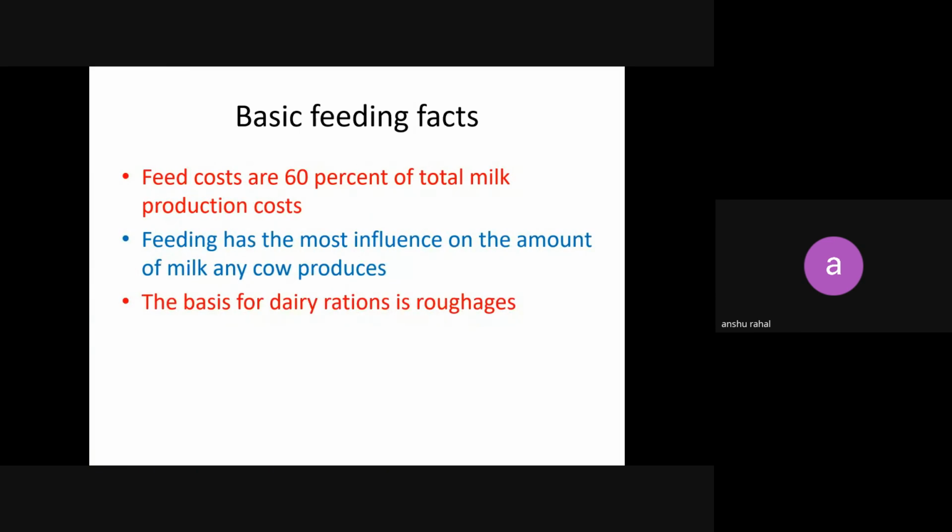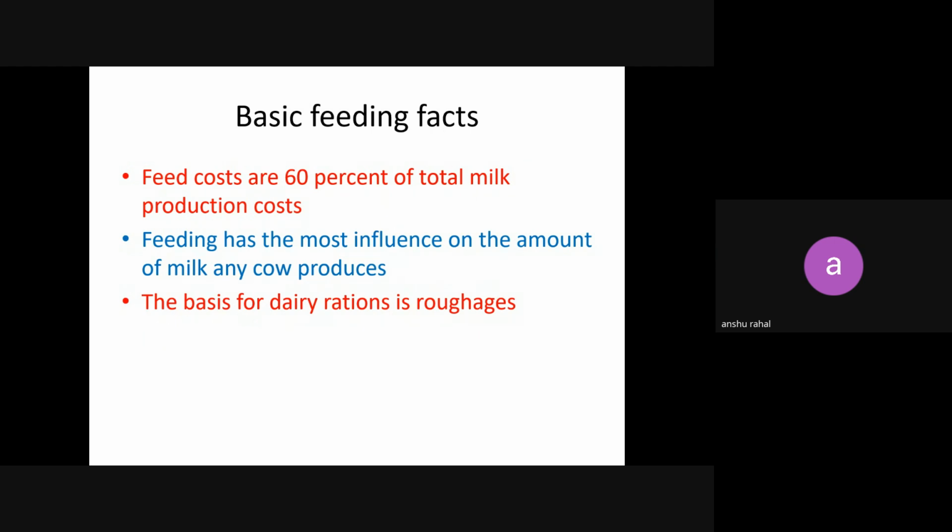And the feed cost in dairy animals is usually about 60% of the total milk production cost, and the rest is mainly dependent on maintenance and other expenditures in animal rearing. And this feeding has the most influence on the amount of milk which the animal produces. In case of dairy animals, the nutritional requirement of the animal has very much influence on the production.